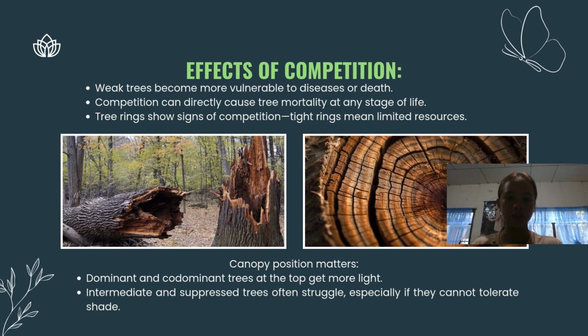Canopy positions matter. Dominant and codominant trees at the top get more light. Intermediate and suppressed trees often struggle, especially if they cannot tolerate shade. Some trees can handle shade and survive in lower layers, but others, like shade intolerant species, need direct sunlight. If they don't get it, they struggle.